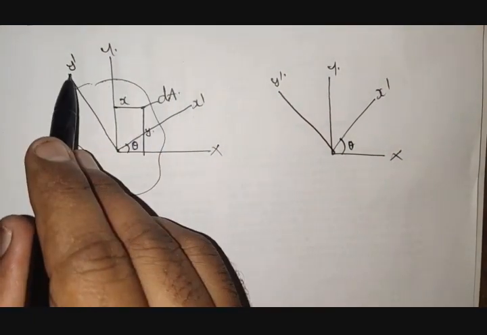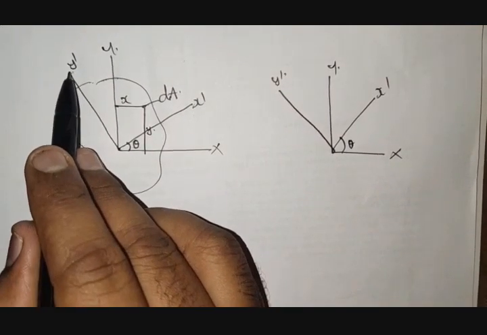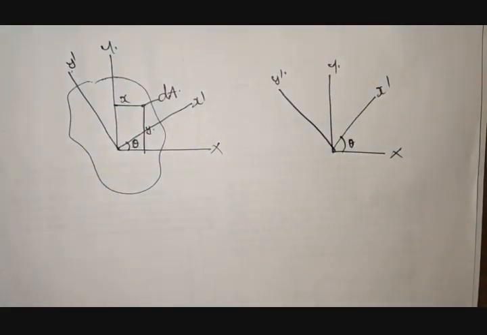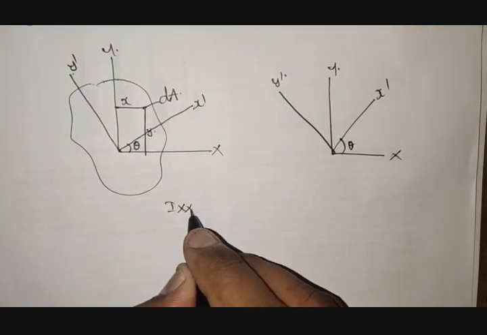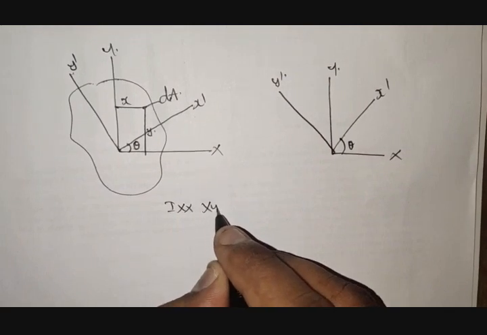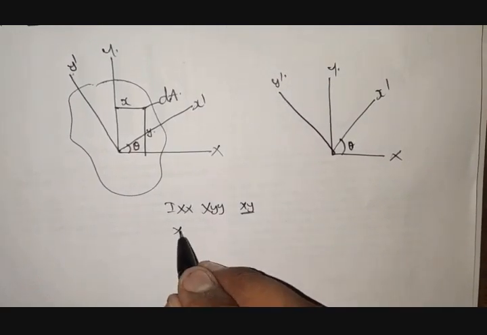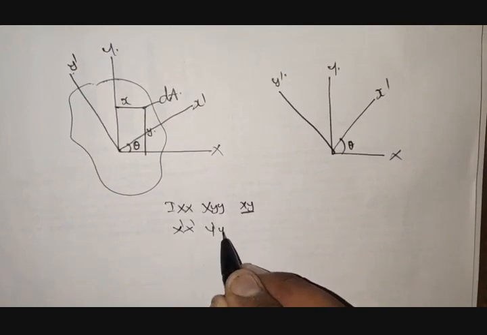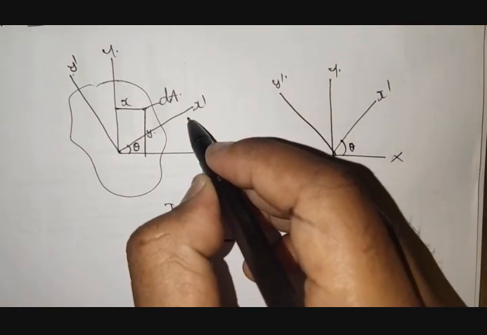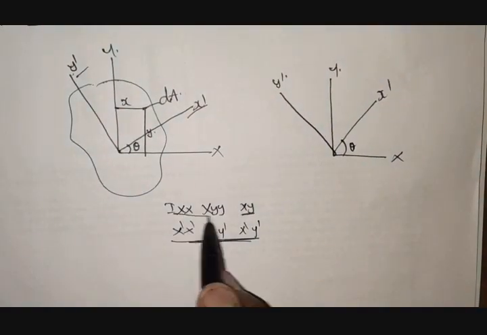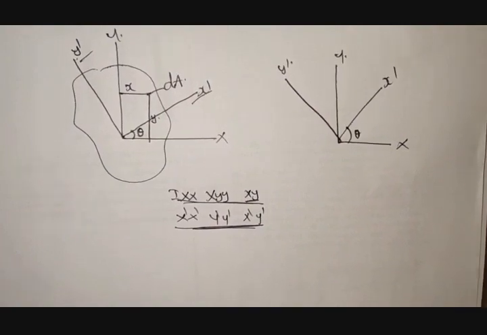The axes which are formed with respect to bending, the new axes x dash and y dash, are the principal axes we have to find out. We have to find the moments of inertia Ixx and Iyy, and the product of inertia Ixy. Similarly for x dash, y dash. These are the new axes, and x and y are the old axes. Finally we have to find out the products of inertia.